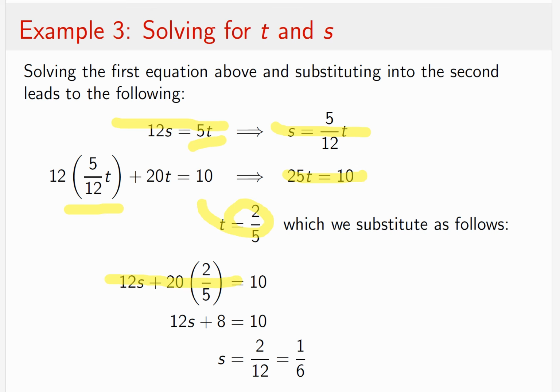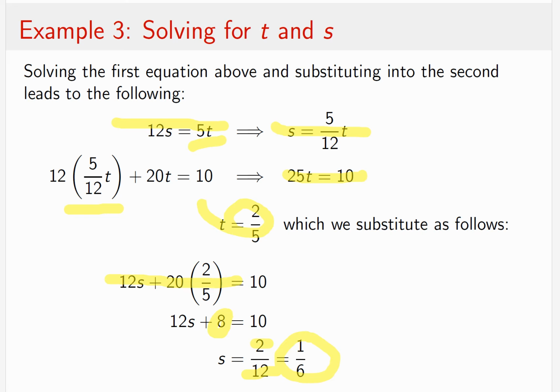Well, the 20 is going to cancel with the 5. The 5 is a 1, the 20 is a 4. 4 times 2 is 8. So this is just 12s plus 8 equals 10. Subtract 8 from both sides, divide through by 12. So I end up with a 2 in the numerator, a 12 in the denominator, which reduces to 1/6.